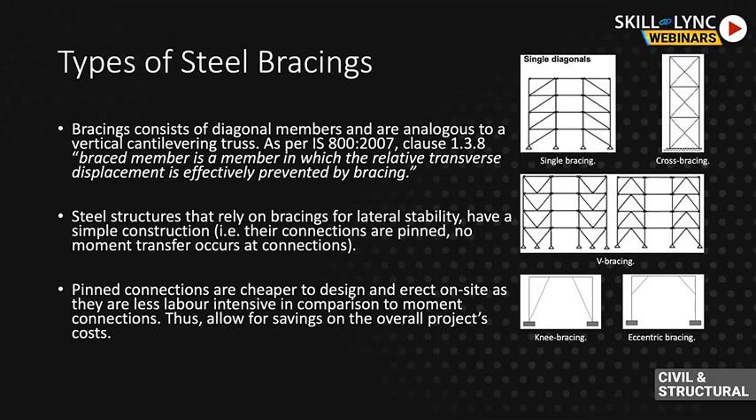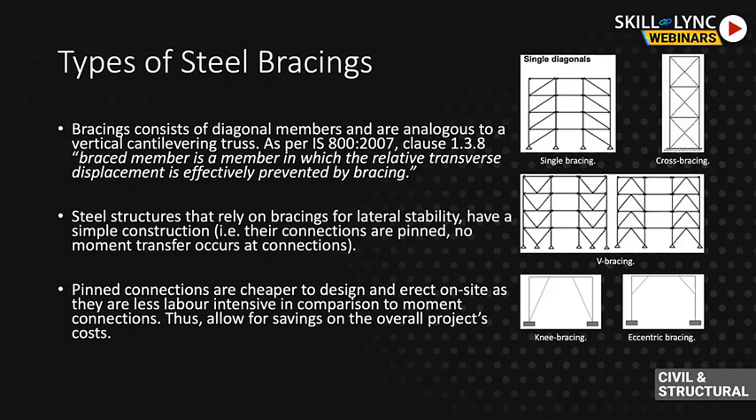So this slide focuses specifically on braced, also known as steel braced buildings. So using bracing for lateral stability. Steel bracing comes in multiple geometries. So you can either have single bracing, cross bracing, V bracing, knee bracing, or eccentric bracing.